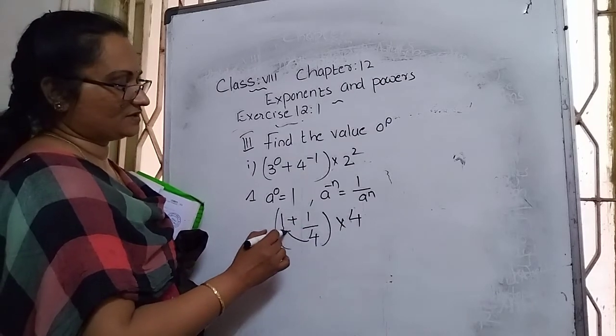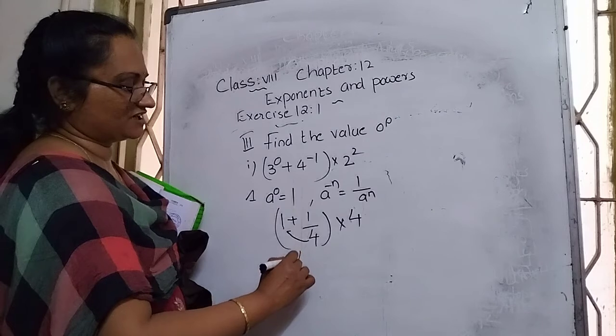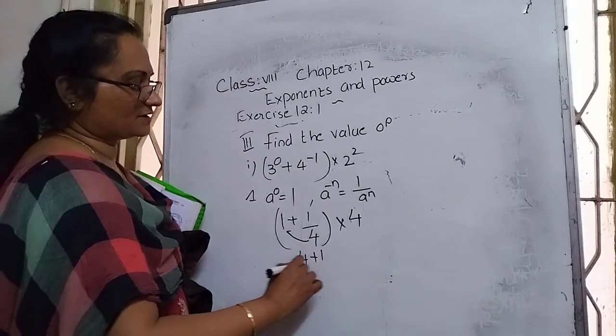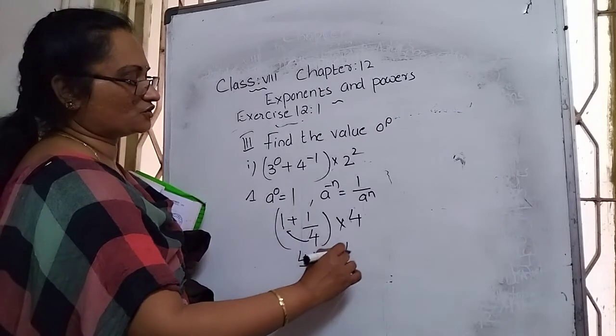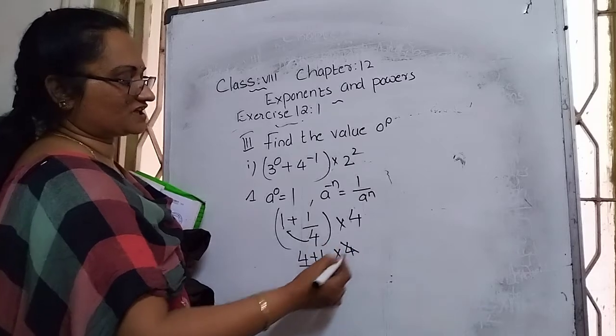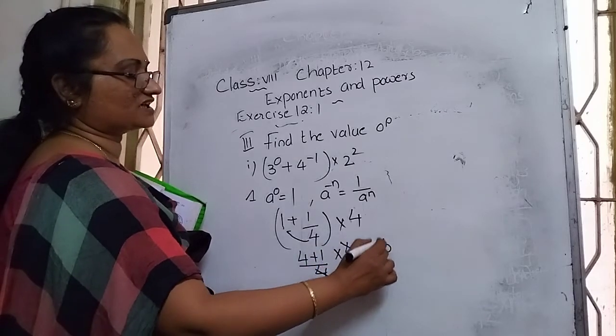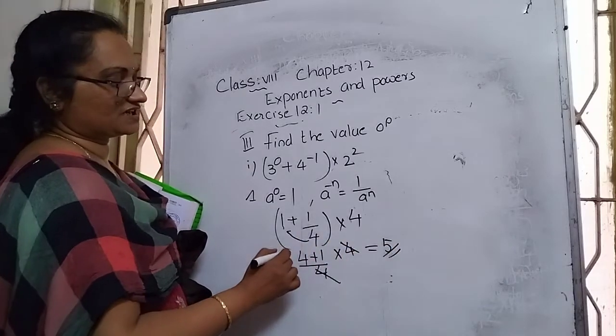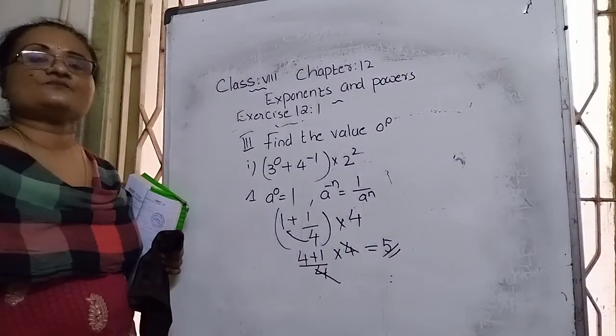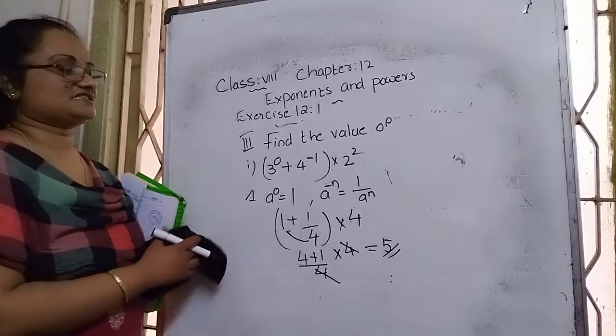Then inside the bracket, 1 is a positive whole number and the other is a fraction of 4. LCM becomes 4. Cross multiply 1 into 4. 4 plus 1 by 4; the outside 4 is in the numerator and the denominator 4 cancels. 4 plus 1 comes to be how much? 5 is the answer. I hope you can understand this.